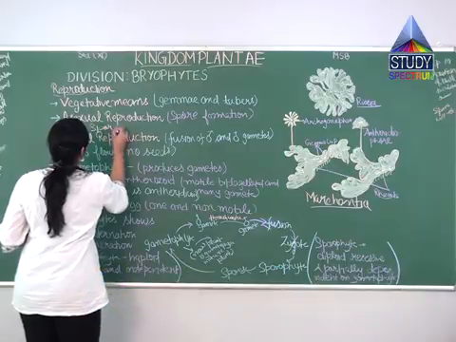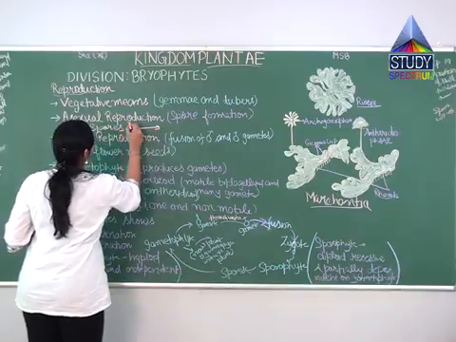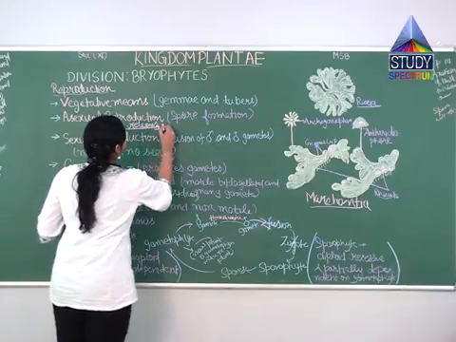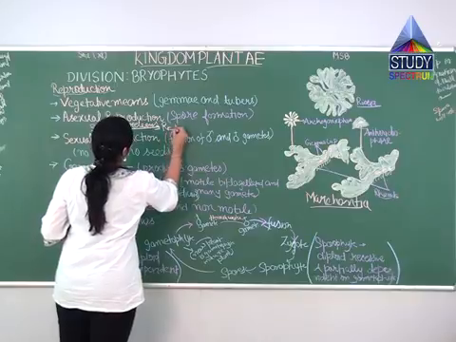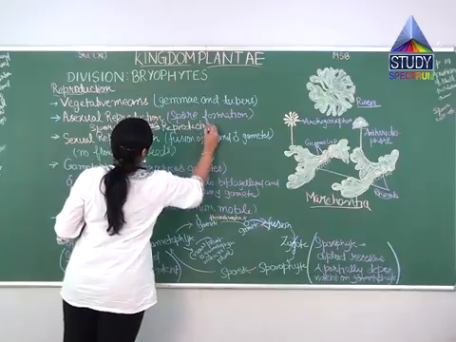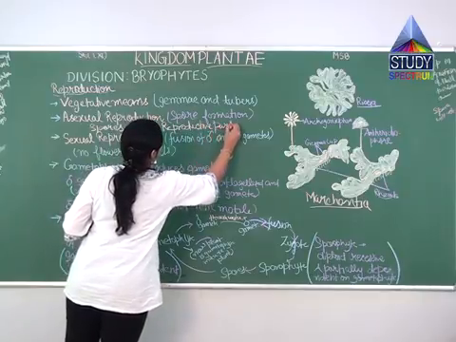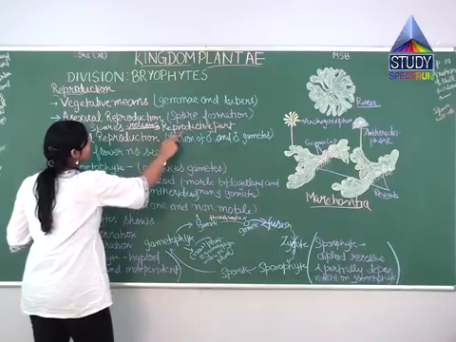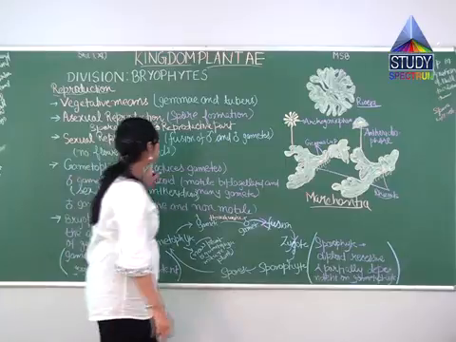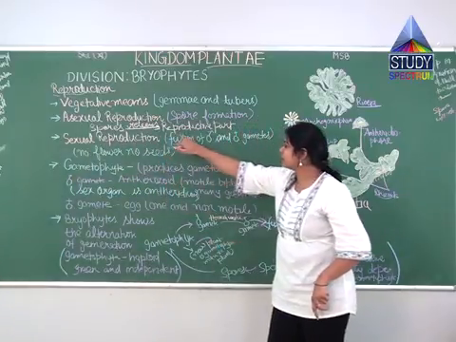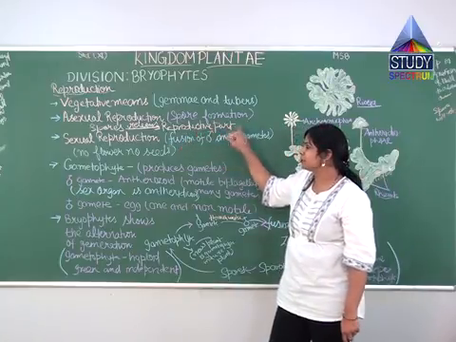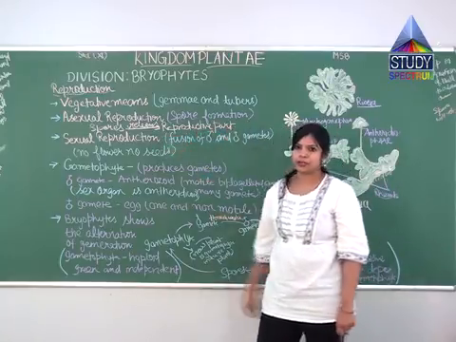Spores are released from the reproductive part of the plant body, and these spores will give rise to a new individual. So in asexual reproduction, spores are formed and released from these reproductive parts and they can give rise to a new individual. So it is all about asexual reproduction.